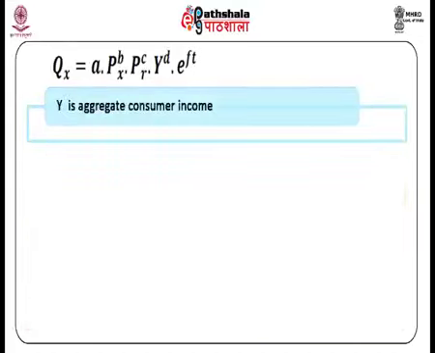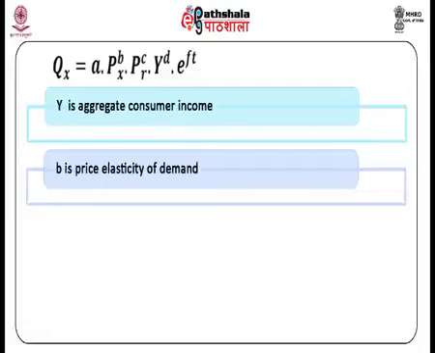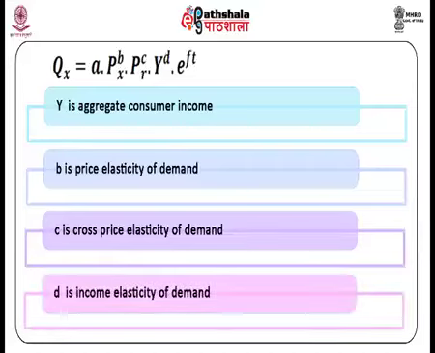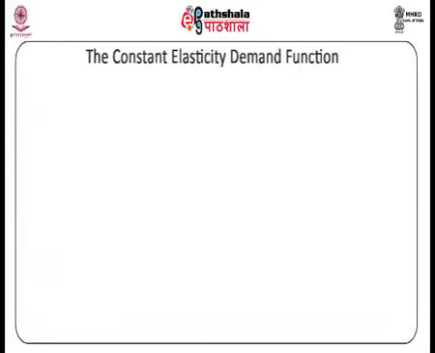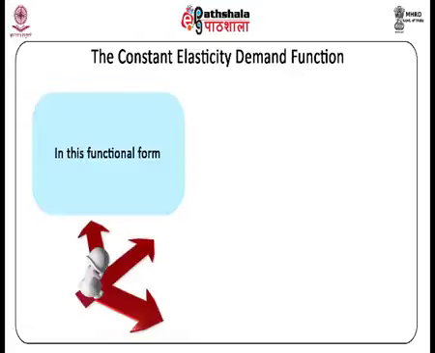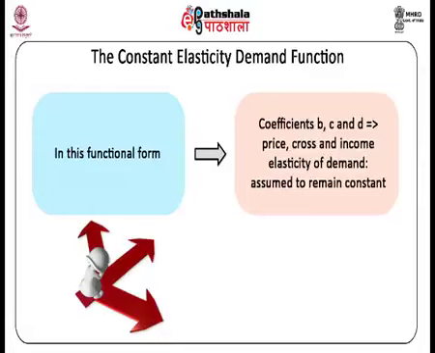Y is the aggregate consumer income, B is the price elasticity of demand, C is the cross price elasticity of demand, D is the income elasticity of demand. This demand function is known as the constant elasticity of demand function because in this functional form the coefficients B, C and D are the price, cross and income elasticity of demand, which are assumed to remain constant. Let us prove that elasticity of demand remains unchanged under the constant elasticity of demand function.